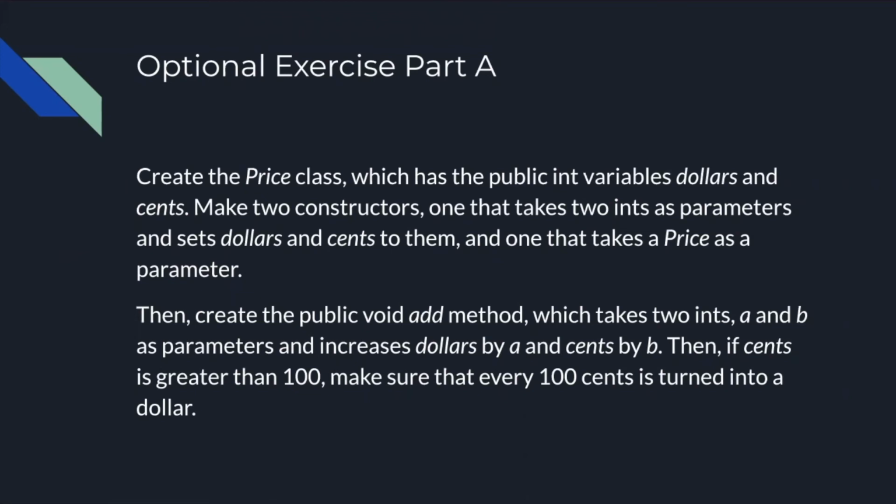Then create the public void add method, which takes two ints a and b as parameters and increases dollars by a and cents by b. Then if cents is greater than 100, make sure that every 100 cents is turned into a dollar. If you want to give this a try, then pause the video here and then keep watching for the solution.